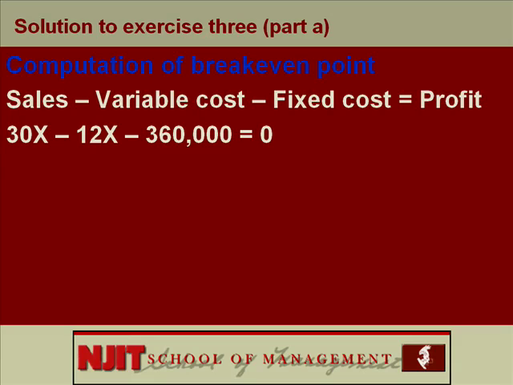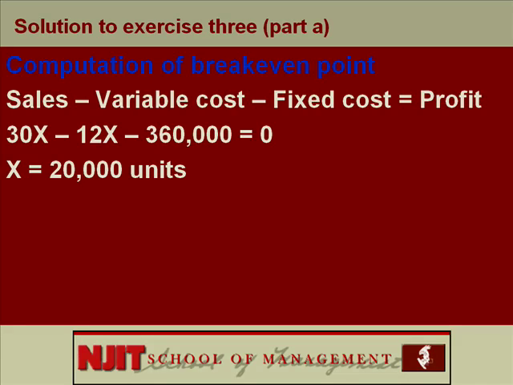You know selling price is $30 a unit, so 30x is sales. Variable cost, $12 per unit, so variable cost is 12x. The fixed cost, 360, and the profit, because it's break even, equals 0. Solve for x. It's 20,000 units.